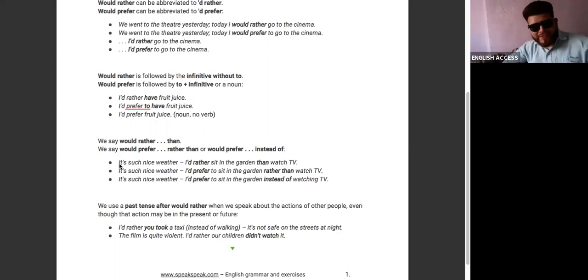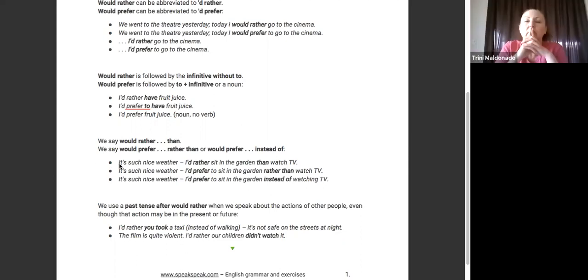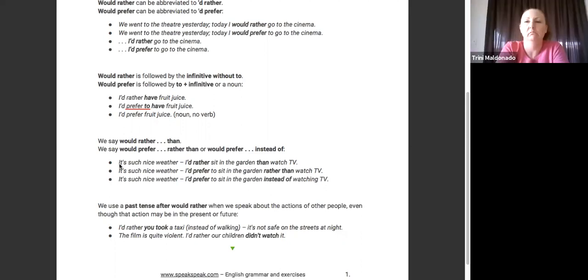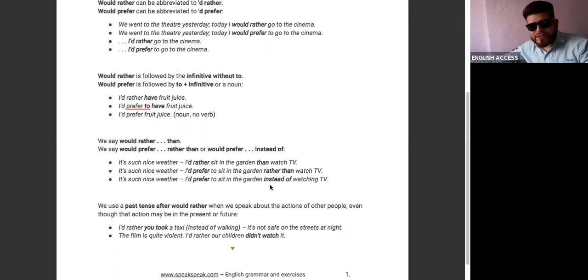It's such nice weather. I'd rather sit in the garden than watch TV. It's such nice weather. I prefer to sit in the garden rather than watch TV. That's correct. It's such nice weather. I prefer to sit in the garden instead of watching TV. Now, what do you notice?